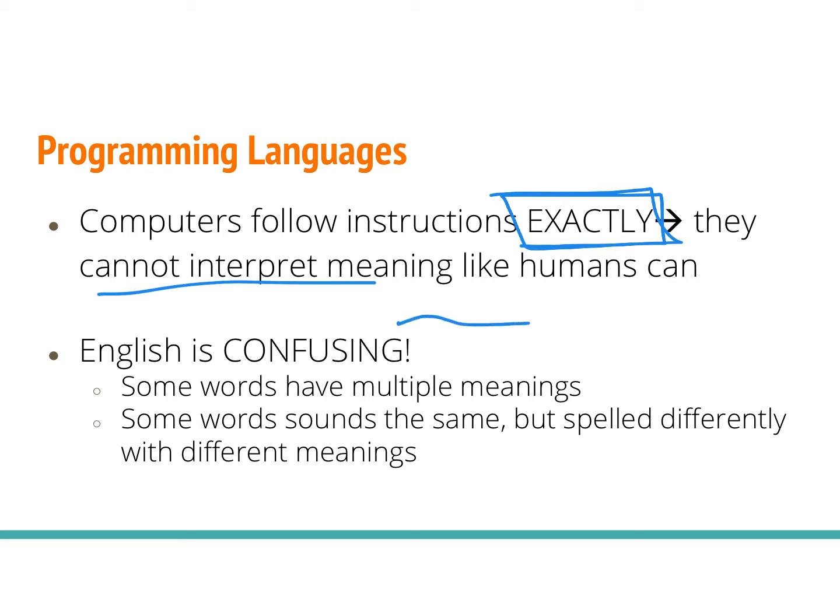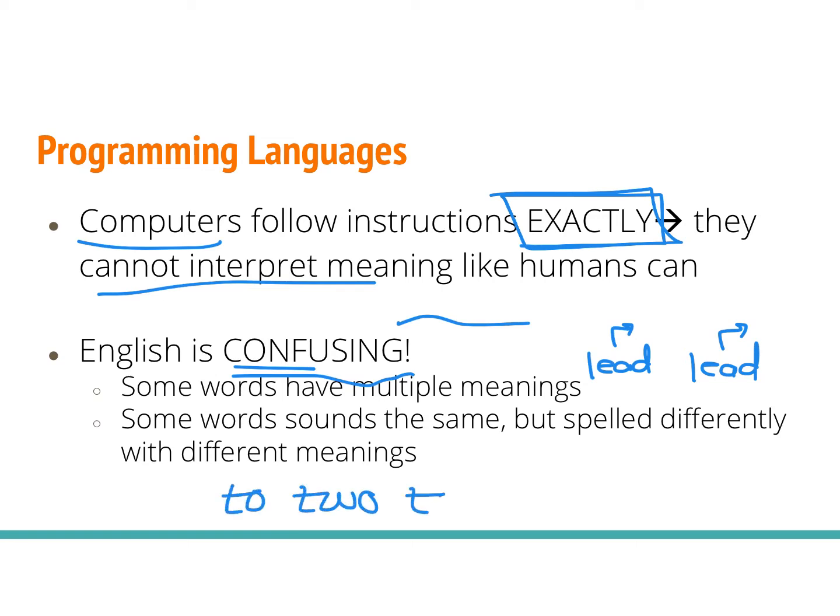And if you actually take a look at the English language, English is incredibly confusing. So there are some words that have multiple meanings, like lead and lead. Lead is a type of metal, and lead is an action, but they're spelled the same. And it makes English very confusing, and it makes computers not know what to do with that. You also have some words that sound the same, but have completely different spellings with different meanings. So think of two, and two. They sound the same.